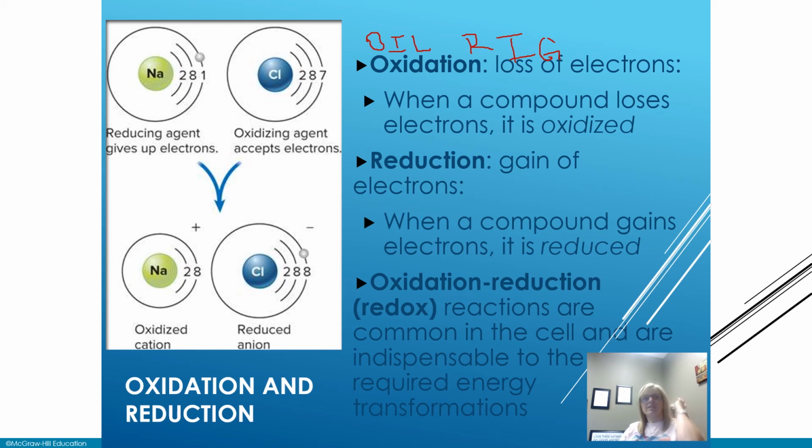So oxidation is a loss of electrons. A compound loses electrons, it's oxidized. Well, those electrons have to go somewhere, so they're going to go to another compound that is reduced, okay? And so this is really important when we're talking about energy transformations, okay? The law of conservation of energy tells us that energy is not created or destroyed, it's only transformed. It's only changing form, okay? So we have enzymes taking electrons from one substrate atom to another.